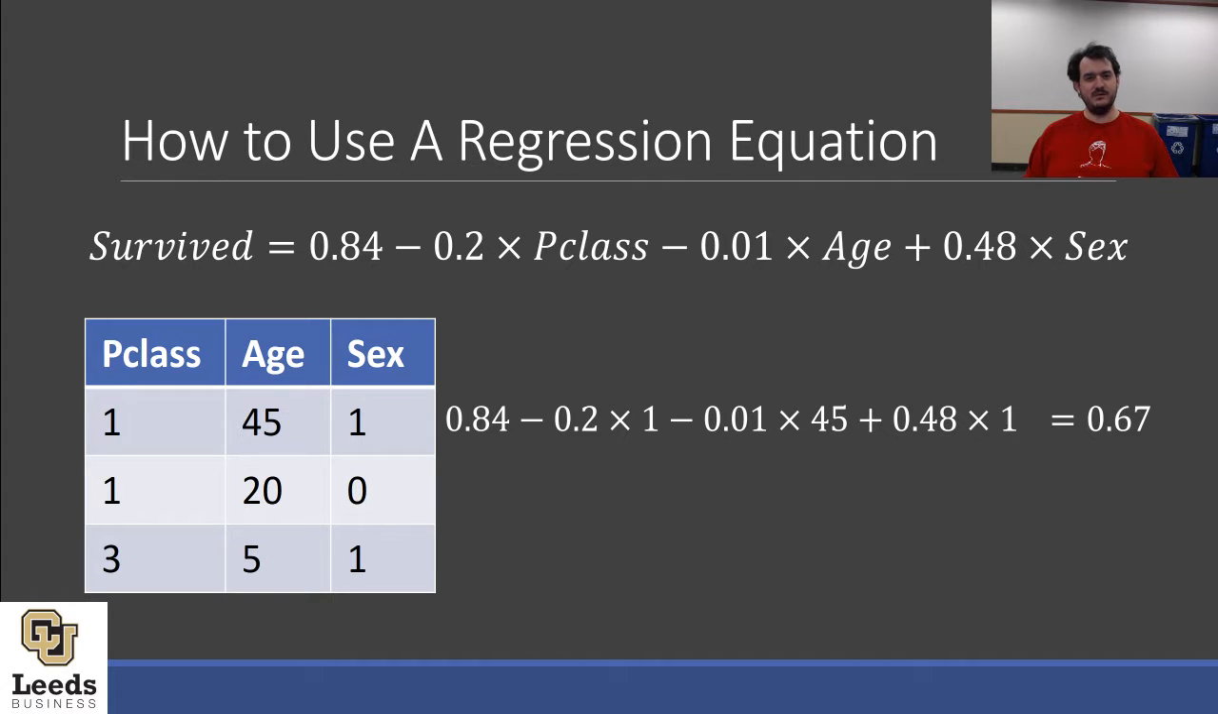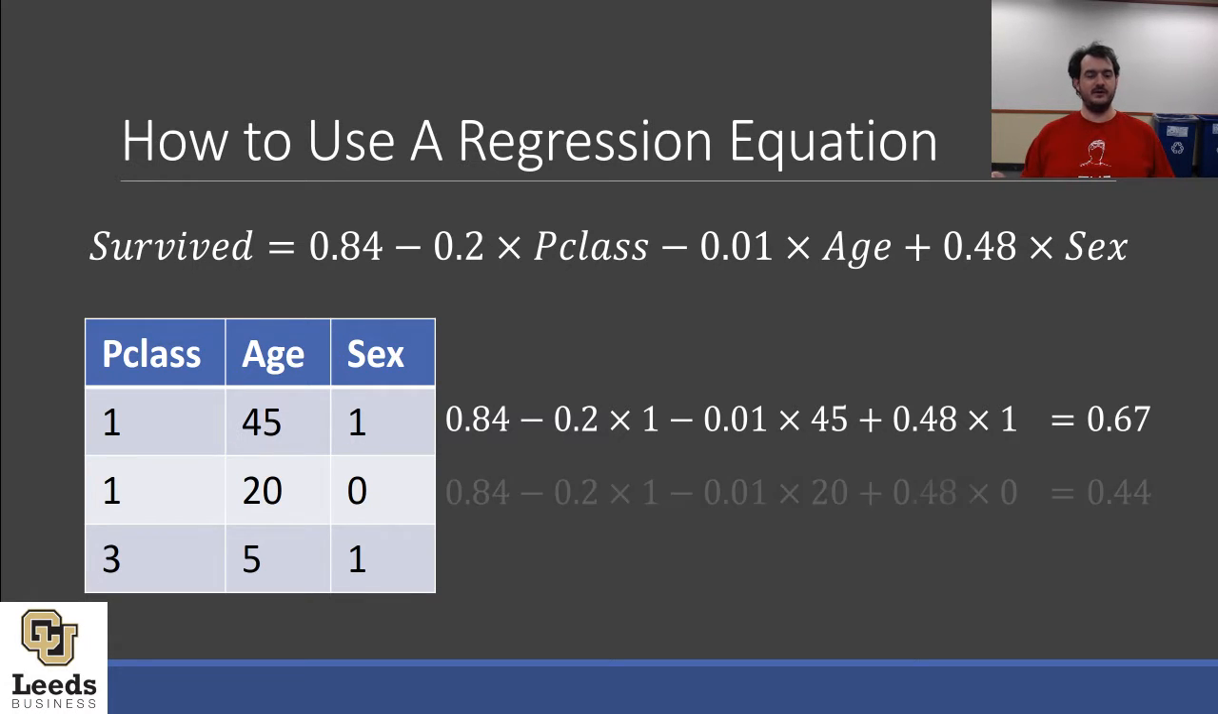What does sex equals 1 mean? We'll talk about that when we get to coding. For now, just accept that we put a number in there. When we add all of these together, we are going to get 0.67. So our regression equation is given a value of 0.67 for the prediction of whether this passenger would survive or not.